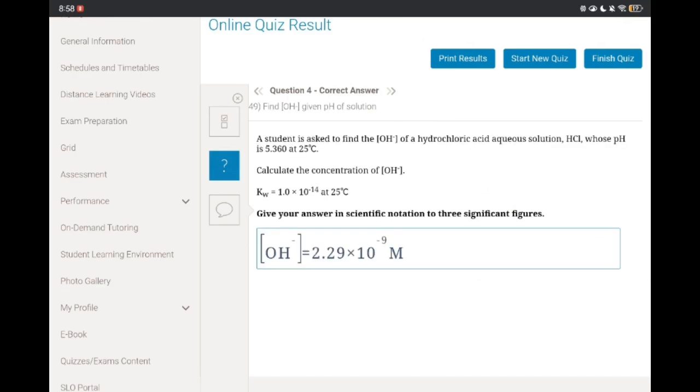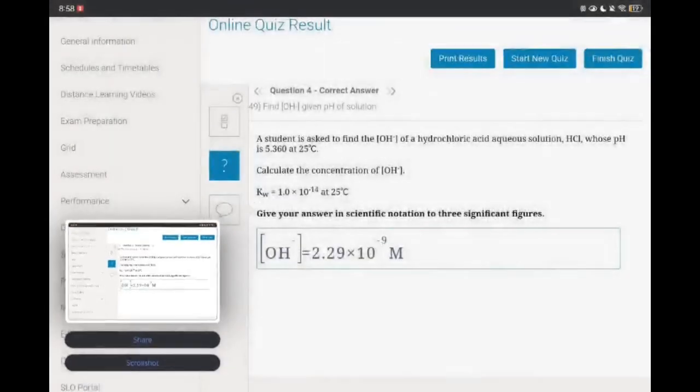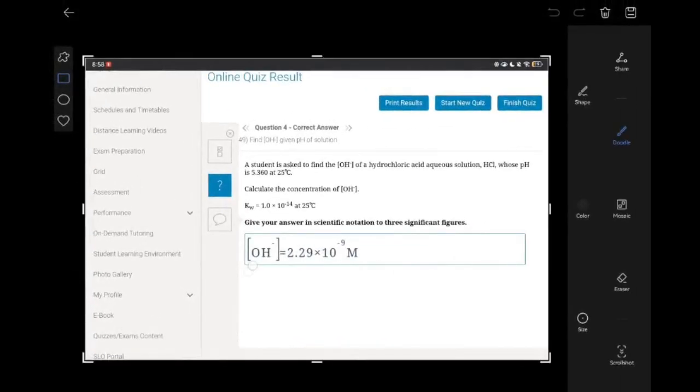Since it asks to find OH minus, this question's been repeated so many times, so I'm going to solve it anyway. You should know by now, concentration of H plus equals 10 to the negative pH. So that means concentration of H plus is 10 to the negative 5.36. Keep it that way.